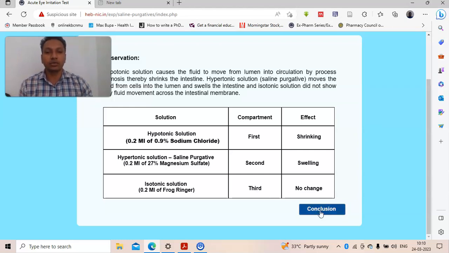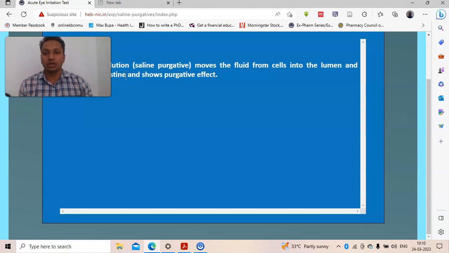So we can conclude that the hypertonic solutions, that is saline purgative drugs, move the fluid from cells into the lumen, swell the intestine and show the purgative effect in the intestine. So that is the conclusion of today's experiment that we saw. The purgative drugs have purgative actions and ease defecation in the bowel. So we can use them whenever a person is suffering from constipation, for relieving the constipation in that patient. So that was today's experiment.